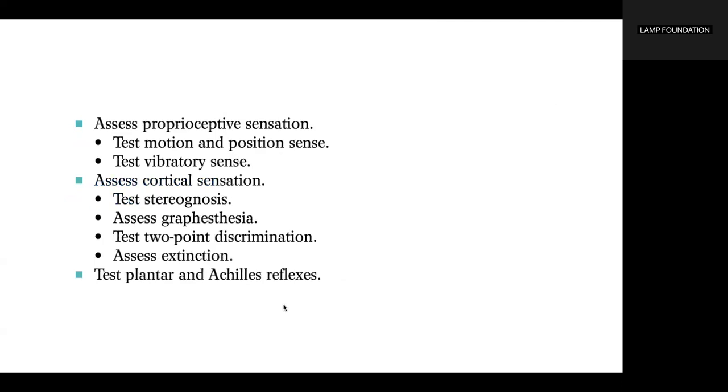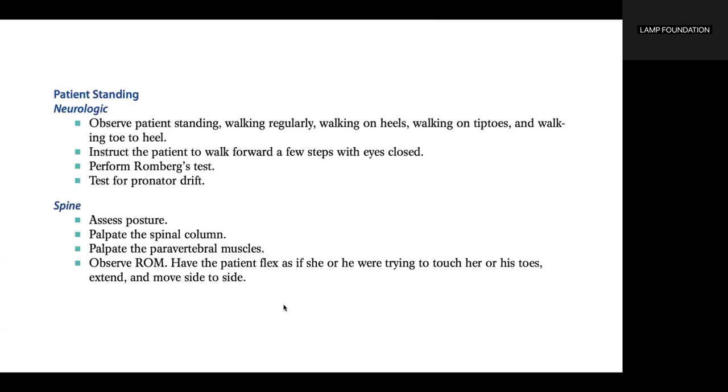Test vibratory sense. Assess cortical sensation. Test stereognosis. Assess graphesthesia. Test two-point discrimination. Assess extinction. Test plantar and Achilles reflexes. Patient standing. Neurologic. Observe patient standing, walking regularly, walking on heels, walking on tiptoes, and walking toe to heel. Instruct the patient to walk forward a few steps with eyes closed.